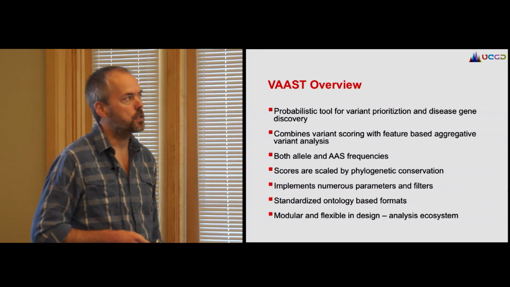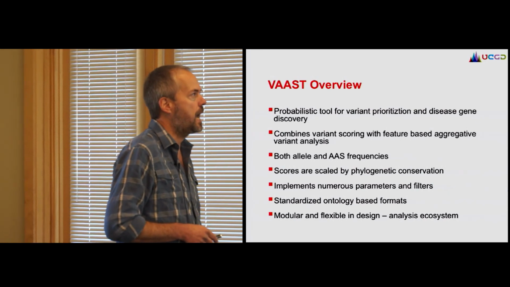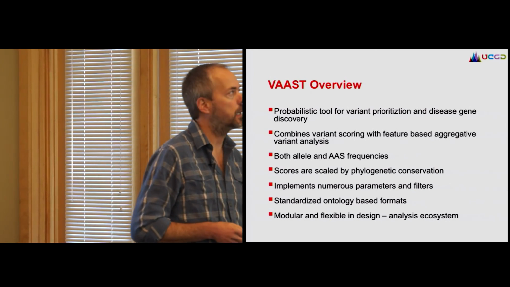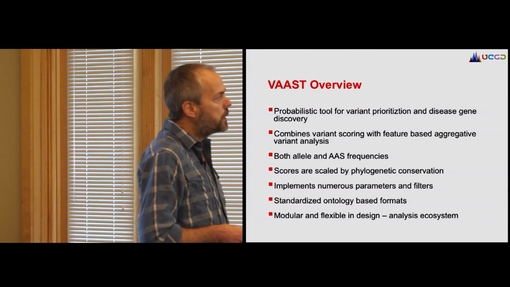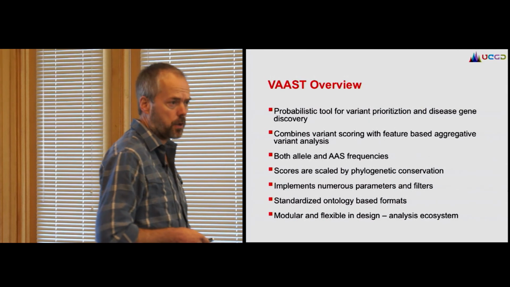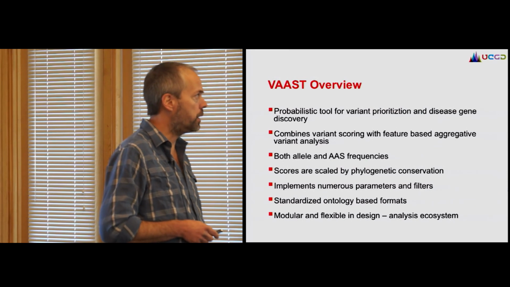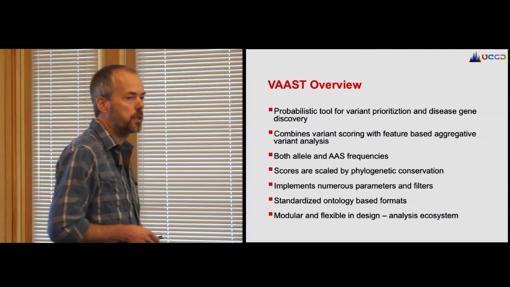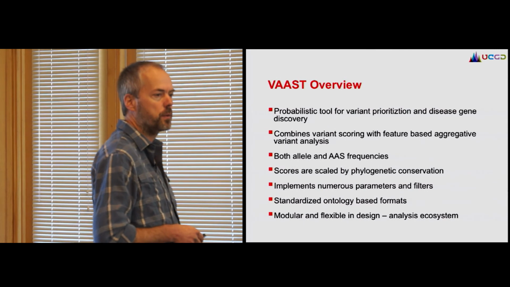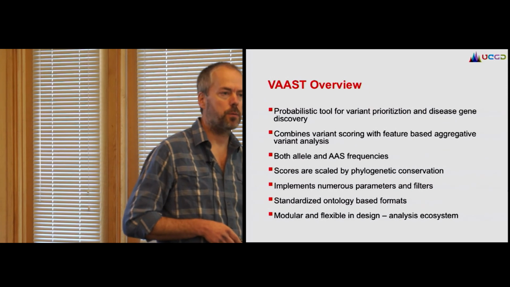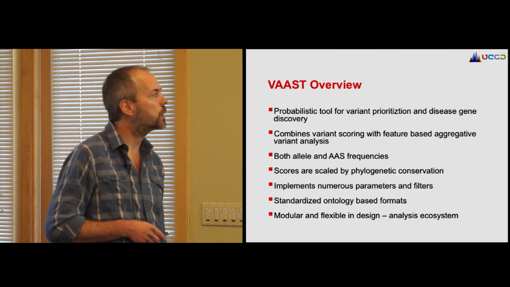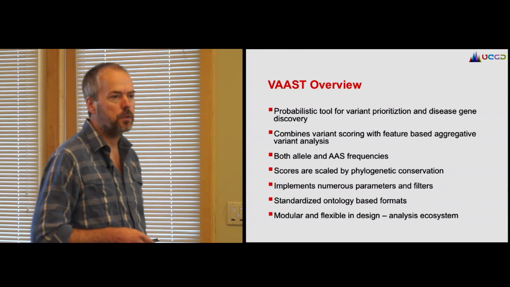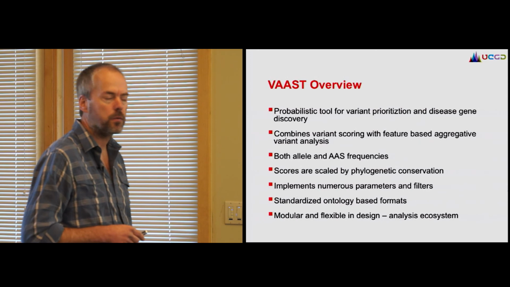They combine variant scoring with feature-based aggregative variant analysis, so they implement a burden test. Both allele and amino acid substitution frequencies are considered when scoring variants in genes. Scores are scaled by phylogenetic conservation, so we get some input from the experiment called evolution, not just from human populations. The tools implement numerous parameters and filters that allow us to tweak the analysis in fairly fine-tuned ways.